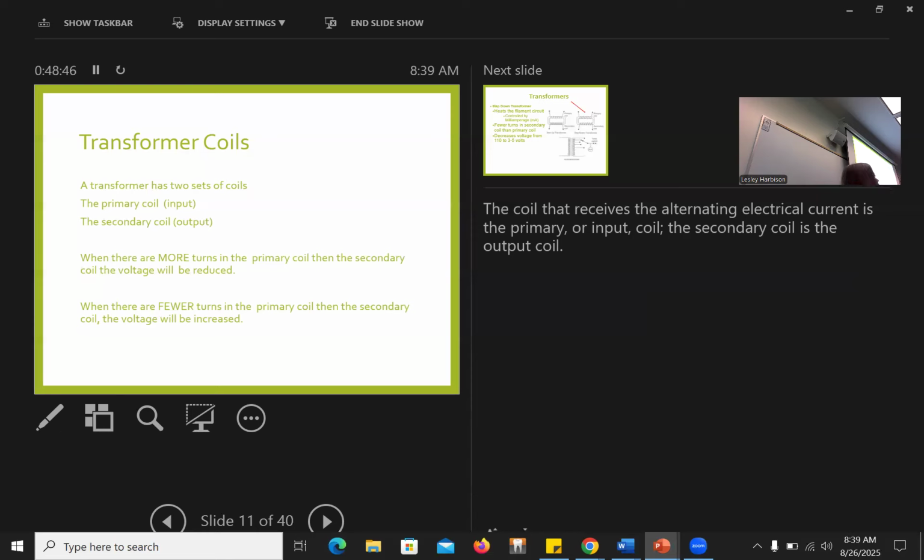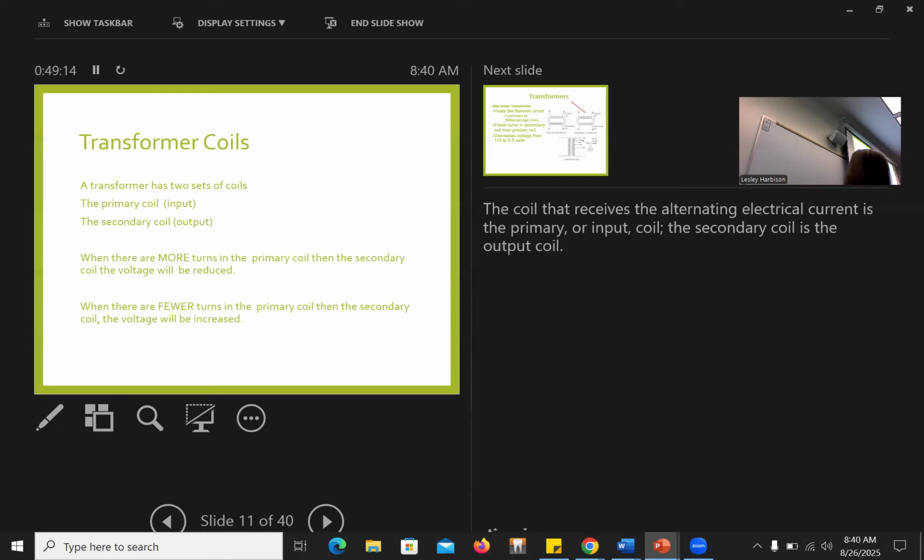The secondary coil is the one that's responsible for whether or not the voltage goes up or down, because the primary one is always going to get 110 volts from the wall. It's the first one, it's the primary, it comes first. But the secondary coil is going to either push the voltage up or push it down, and then it's going to go on from there.